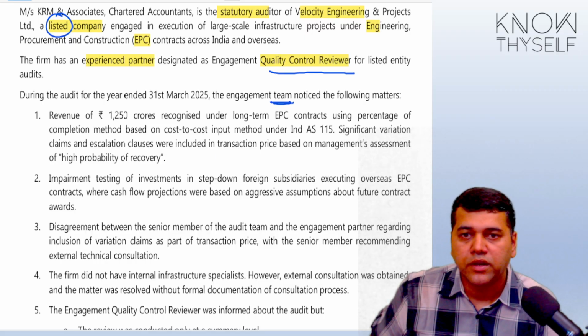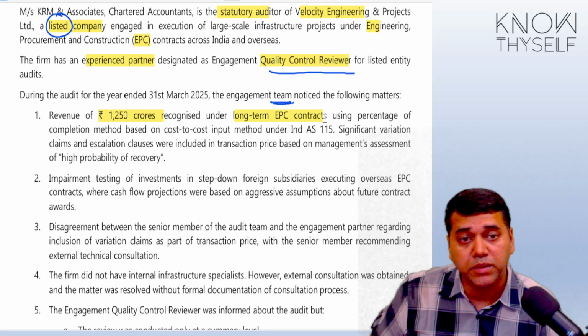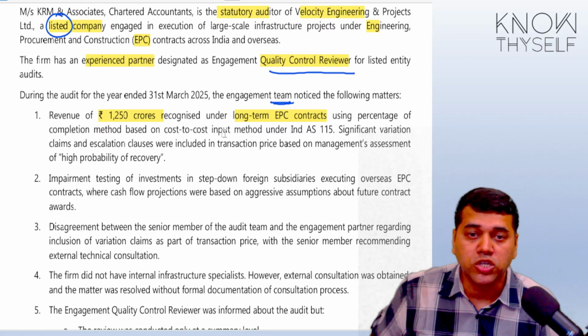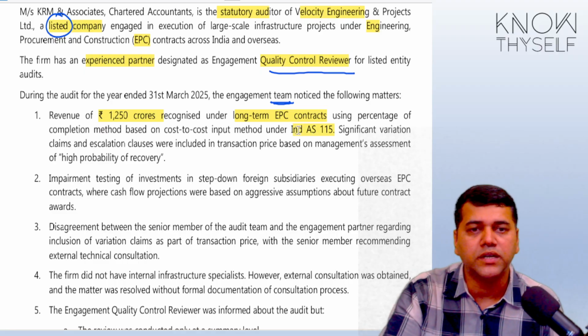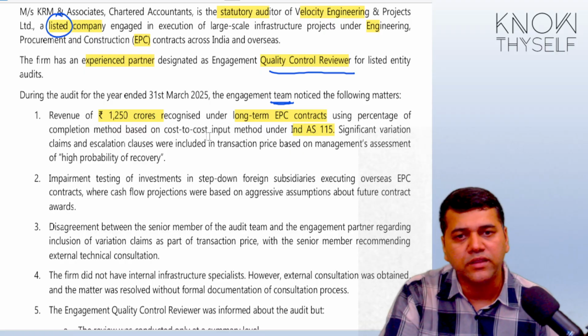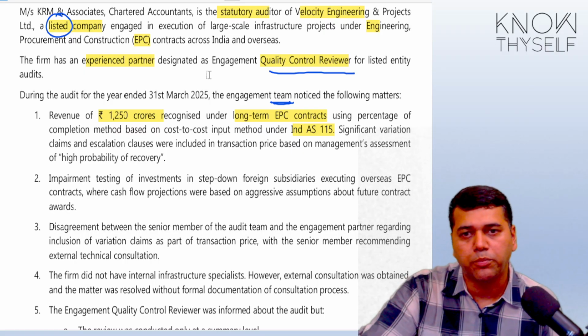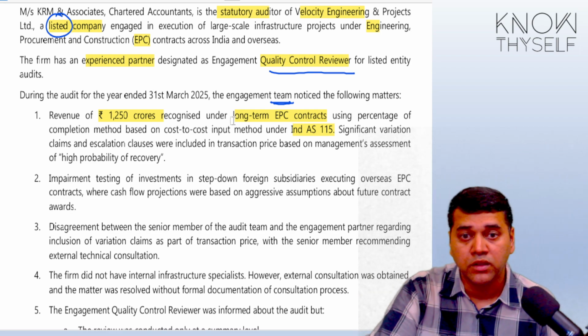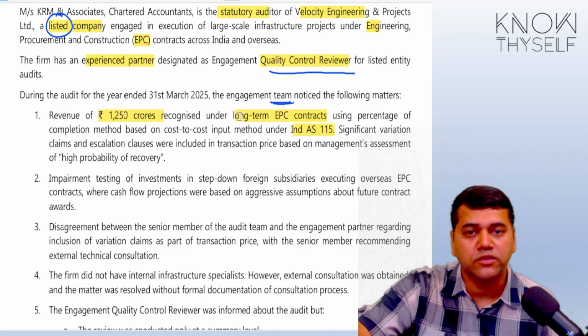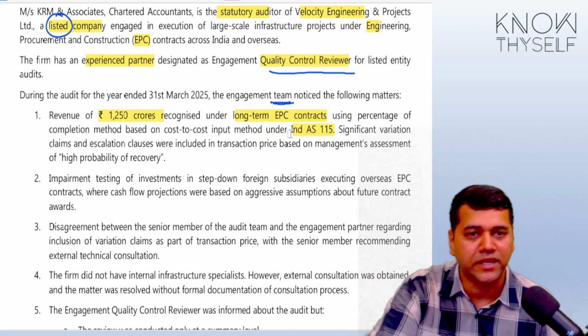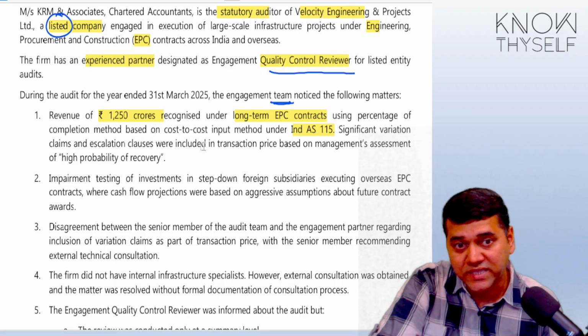One: revenue of 1,250 crores recognized under a long-term EPC contract using the percentage of completion method on a cost-to-cost input method under Ind AS 115. If you have completed Ind AS 115, you see that revenue is recognized either over a period of time or at a point in time. Since your EPC contracts are over a period of time, you have a method to recognize it, called the cost-to-cost method. They have adopted that. That's fine. It is perfectly as per Ind AS. However, what is the challenge here?